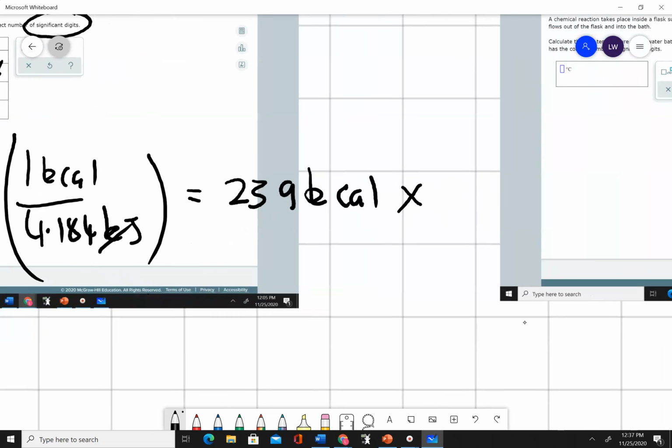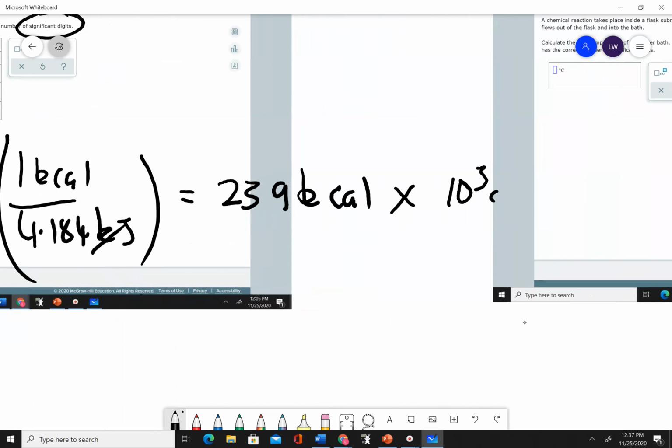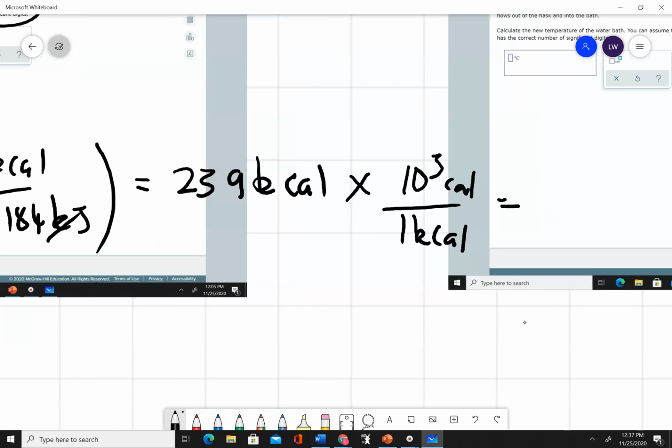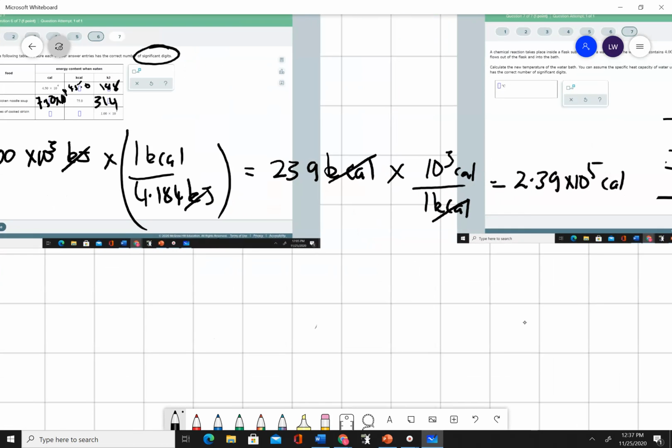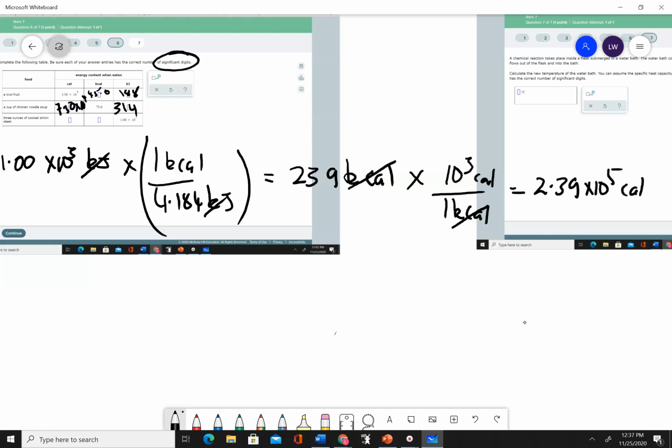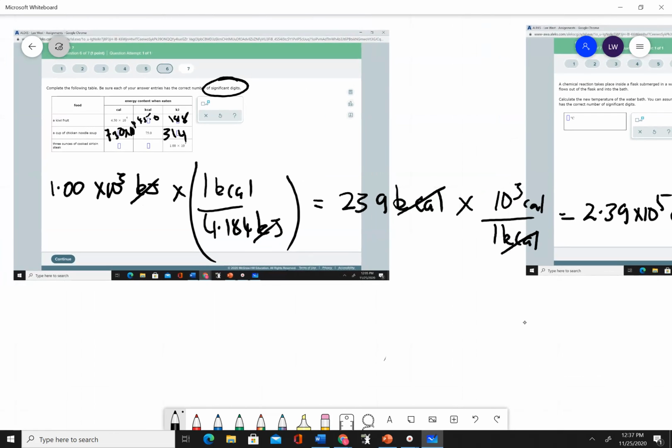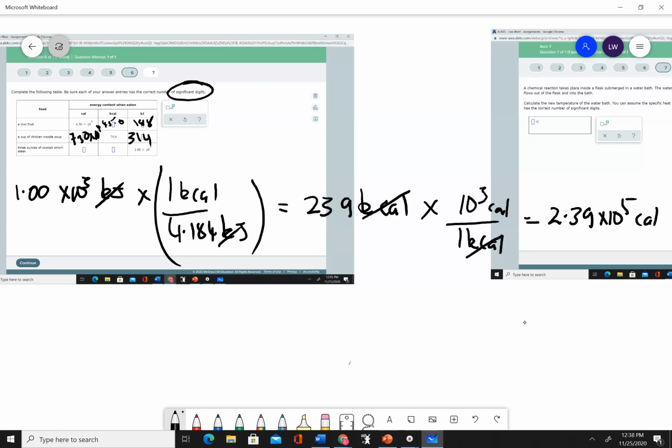Okay, so that's one of our answers. Now we're going to turn that into calories, and we know that we get 10 to the 3 calories for every 1 kilocalorie. So that ends up being 2.39 by 10 to the 5 calories. We'll just check all of our units here. That looks good. Yep, everything looks good. All right, cool. So writing those in, I don't know if I can be bothered, but we'll do it. 2.39 by 10 to the 5 for that guy, and then 239 kilocalories.